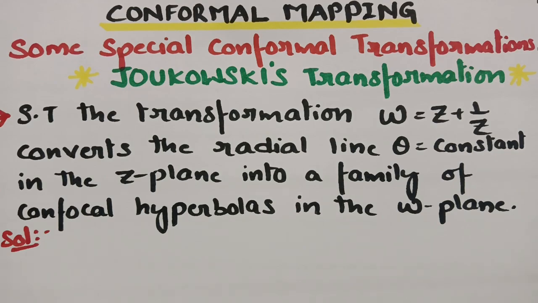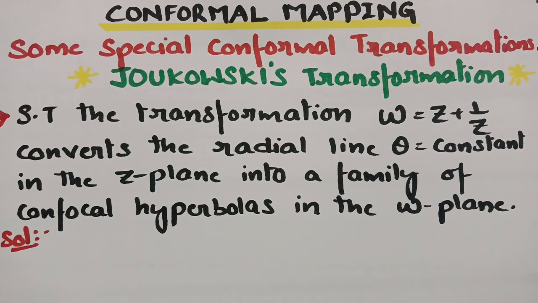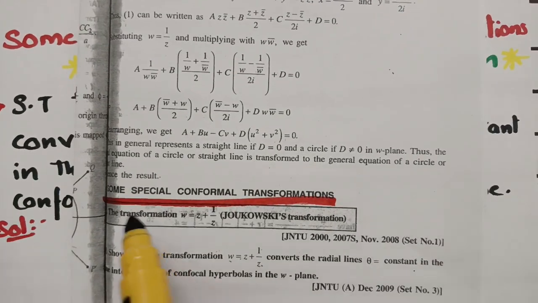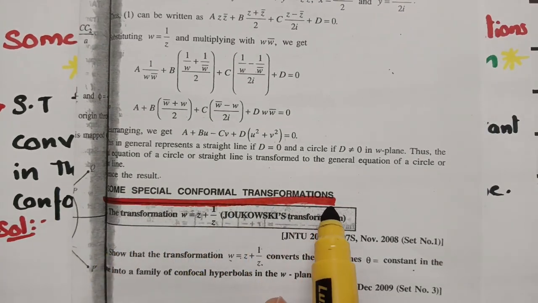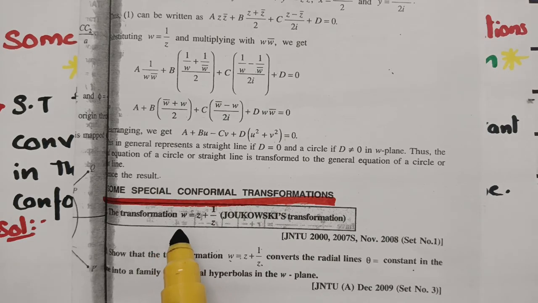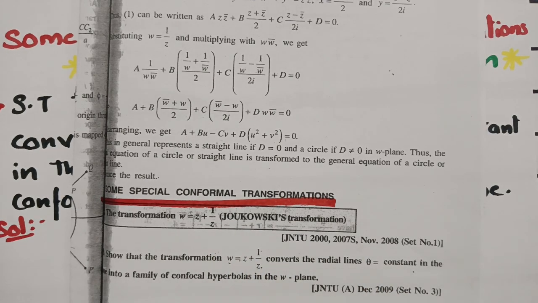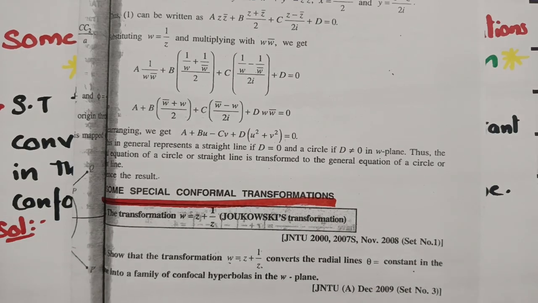So now coming into today's video, that is on conformal mapping. Here are some special conformal transformations. One is the Joukowsky transformation. This is very important from the textbook itself. See here, these are some special conformal transformations. The transformation W is equal to Z plus 1 by Z is otherwise called the Joukowsky transformation. So this is also very important. As you can see, this is a repeatedly asked question.